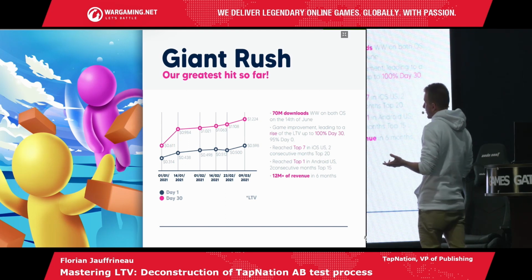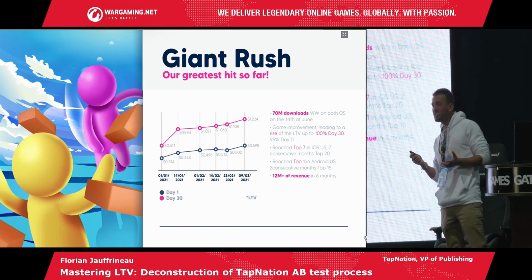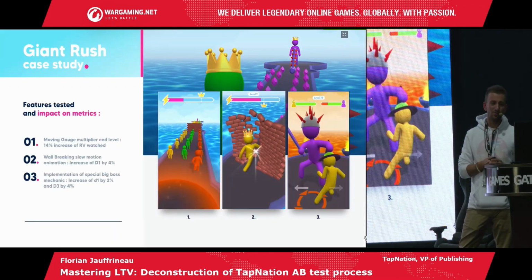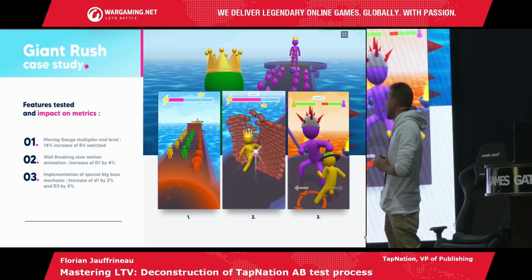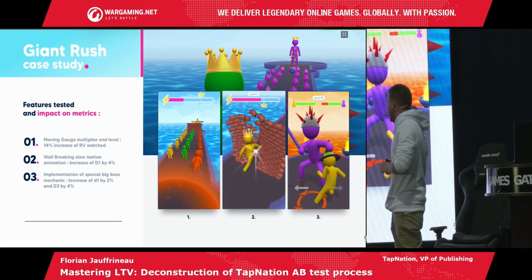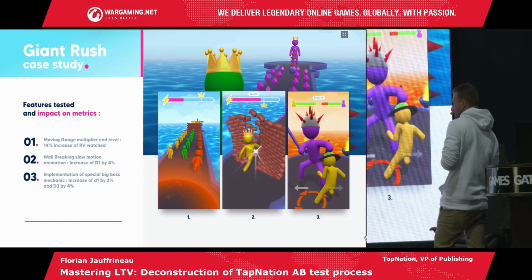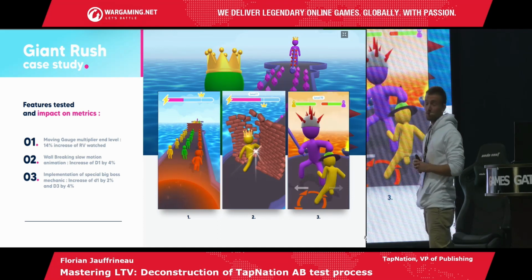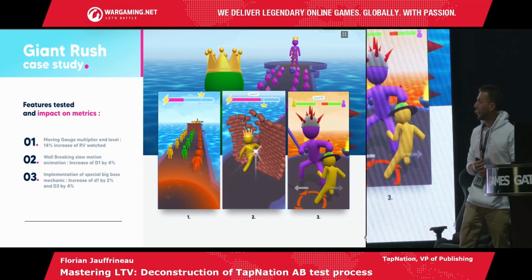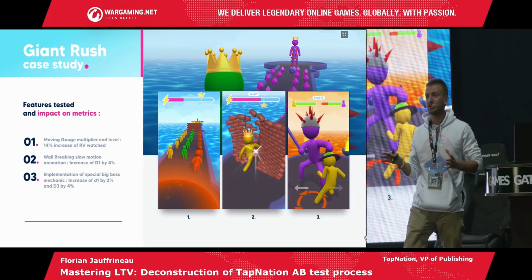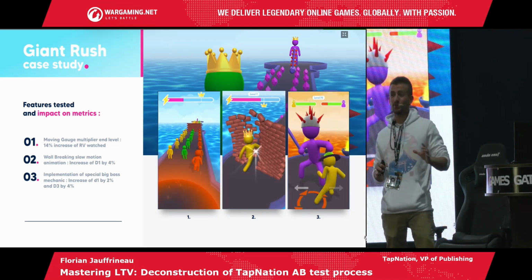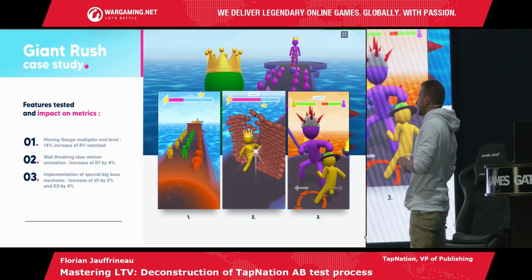So let's get to what we did specifically to improve those metrics in Giant Rush, some examples. Some features that were tested and had a really good impact on metrics. Maybe some of you are already familiar with the game itself. One that was big last year, and is now implemented in pretty much every game you can see, specifically runners, is the moving gouge multiplayer.